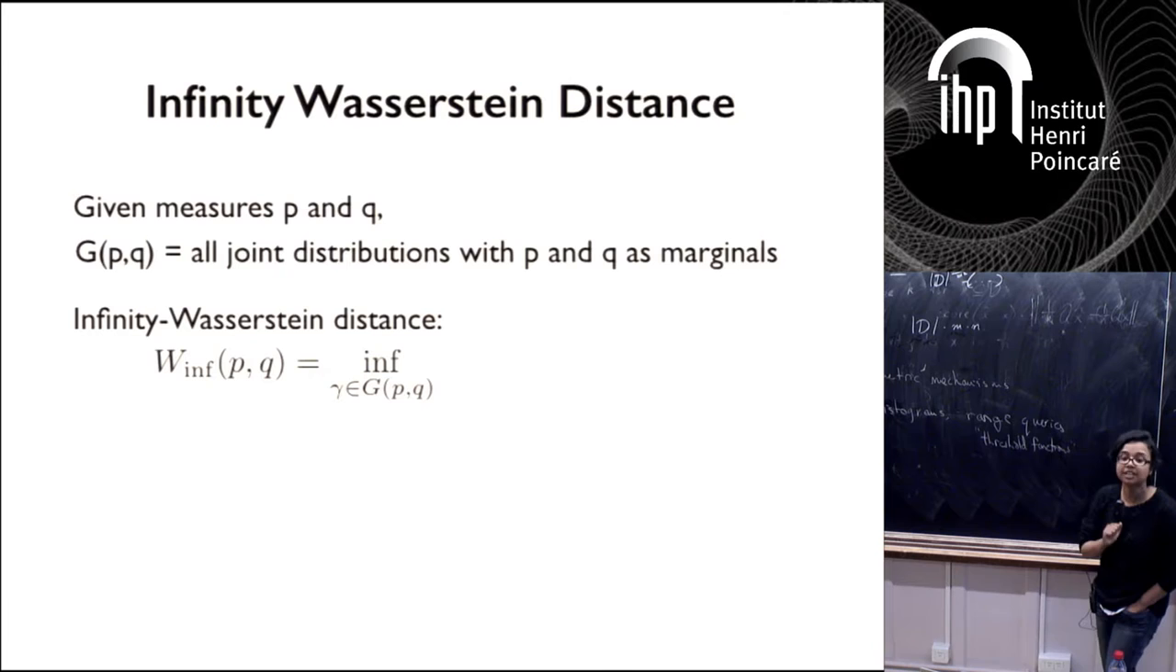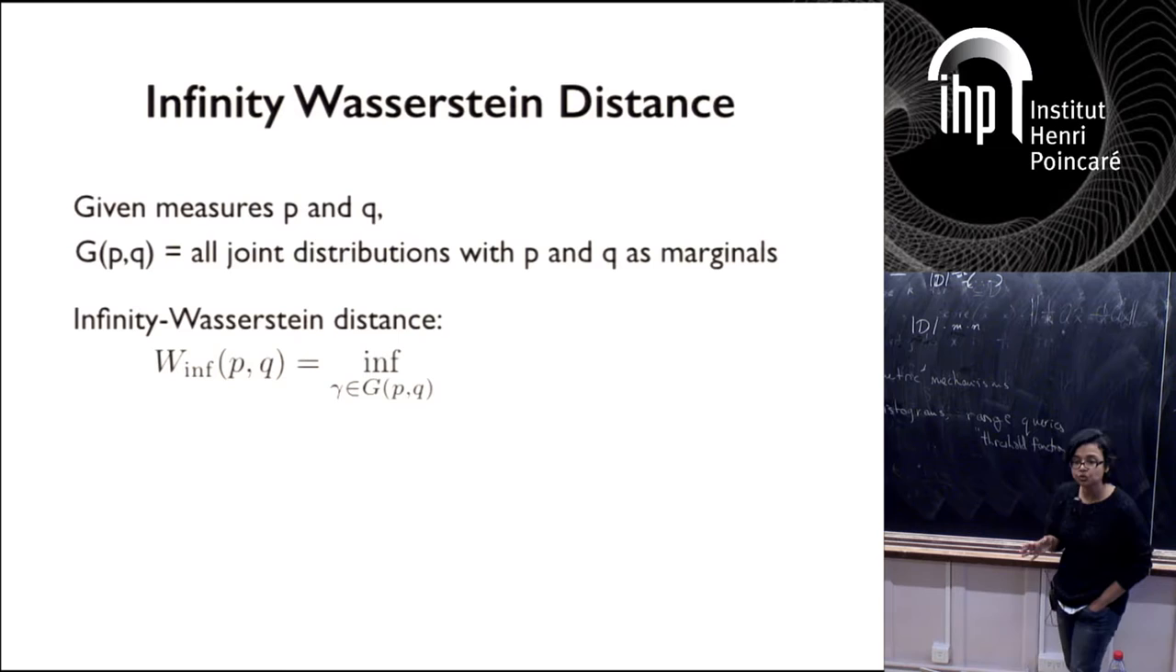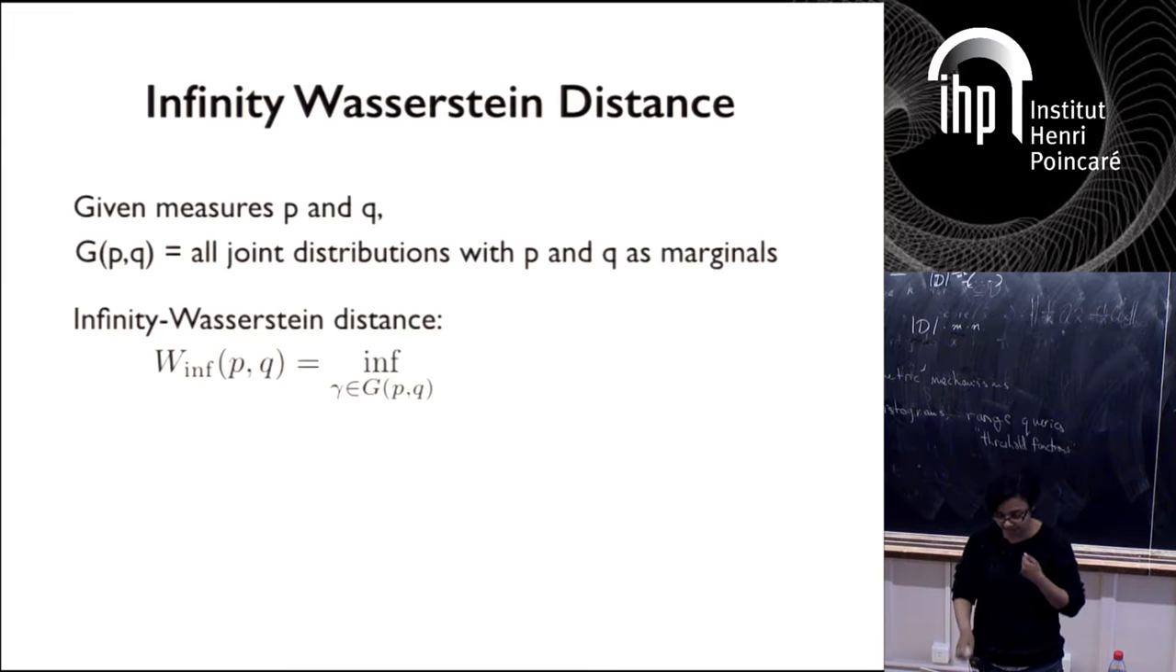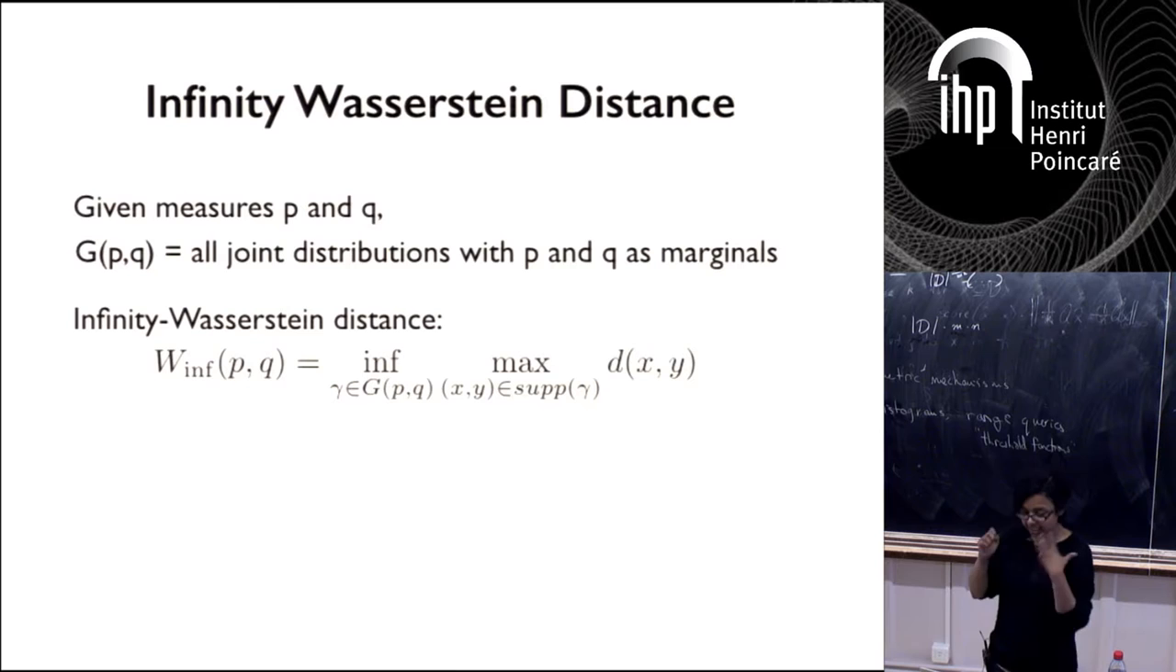So what is the infinity Wasserstein distance? Suppose you're given two measures, P and Q, and G(P, Q) is the set of all joint distributions which have P and Q as marginals. In the theoretical CS community, people also call these couplings, and in math too. So you look at all couplings between P and Q, and then you look at the following quantity. This is the infinity Wasserstein distance. You take the infimum over all couplings in the set G(P, Q), look at each pair X and Y in the support of the coupling, and look at the distance between these two.